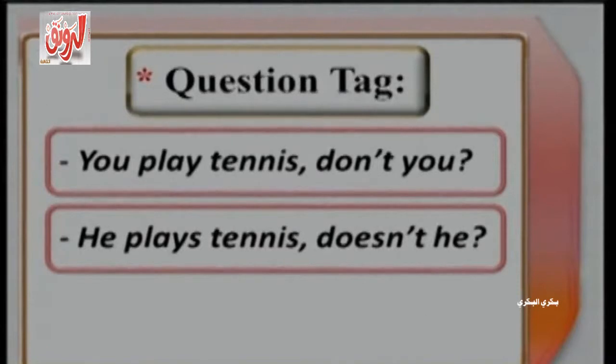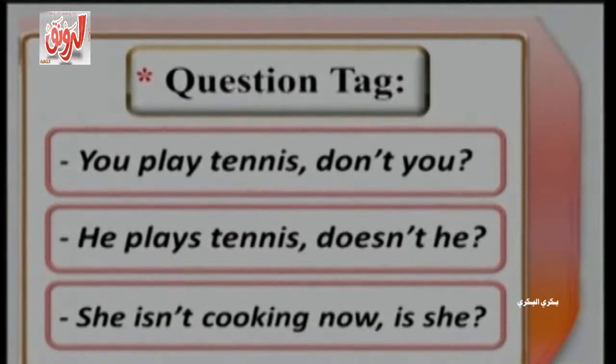If we do the opposite: you don't play tennis. Do you? He doesn't play tennis. Does he? Very important to remember: if the sentence is found affirmative, the question tag comes negative. If it is negative, the question tag comes positive.